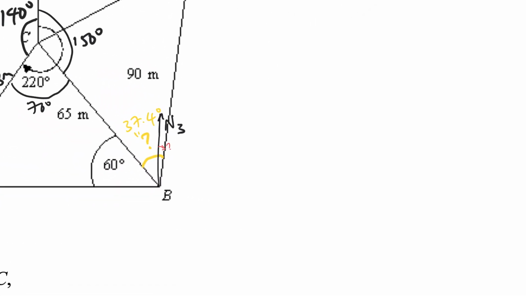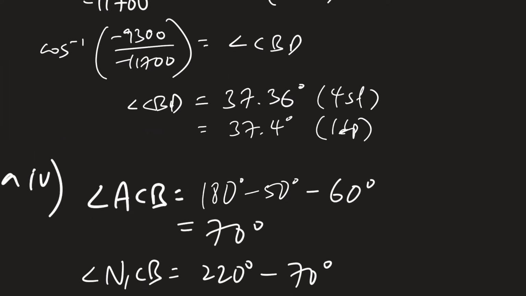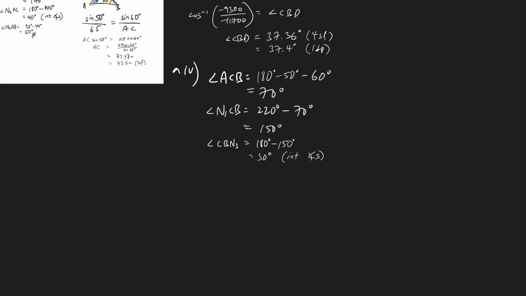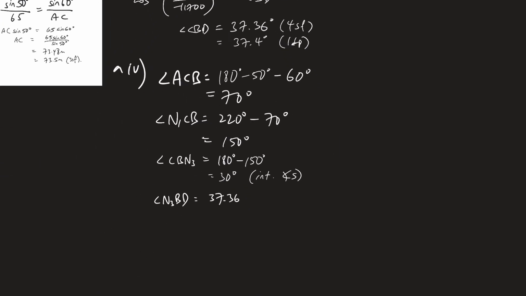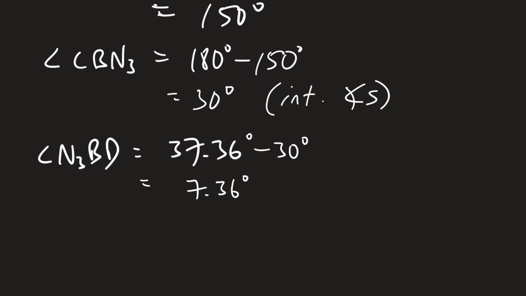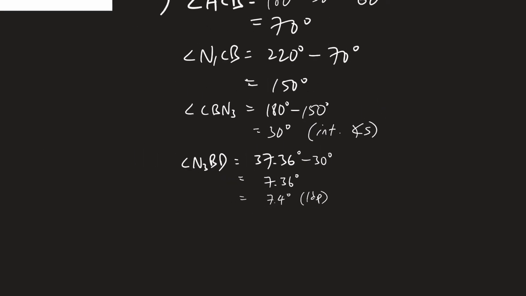And so since this is 30, then 37.4, or I can use over here 37.36, so I can say the angle that I want, which is N3BD, is simply 37.36, if I'm just using here before rounding, subtract away 30 degrees, 7.36 degrees, and I just put the 1 dp as we usually do for angles.